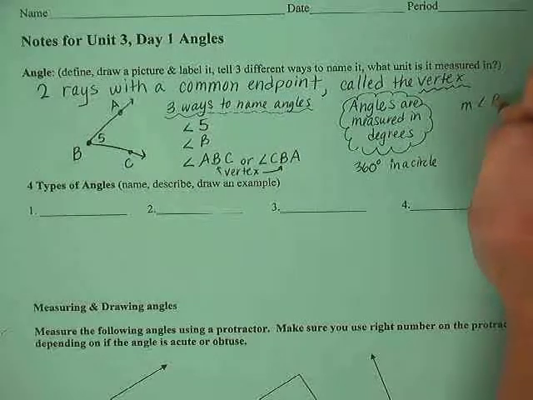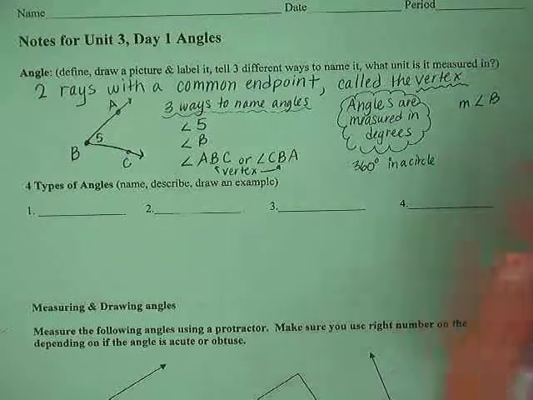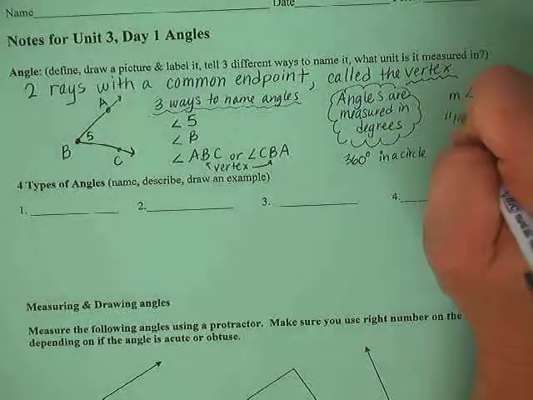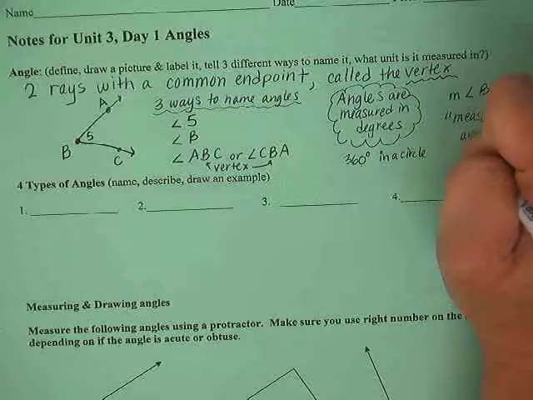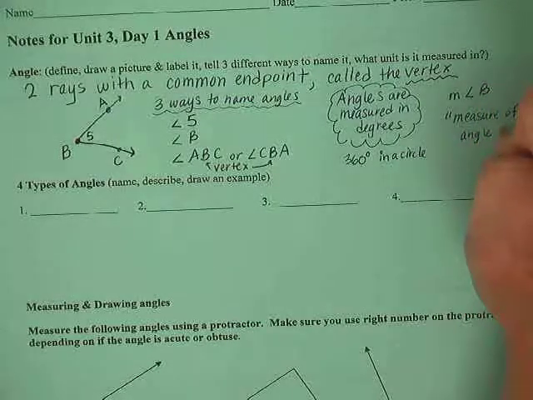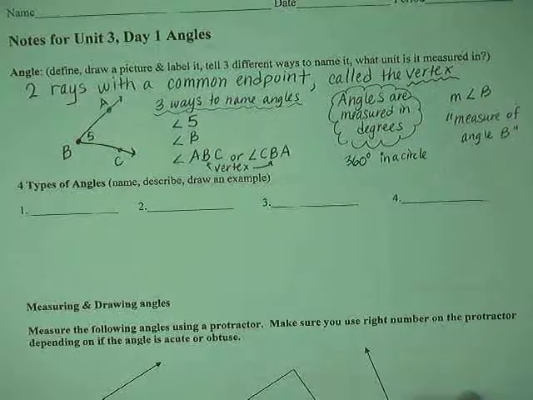Sometimes you'll see a little M in front of an angle. When you see the little M like that, this means that you are saying measure of angle B.